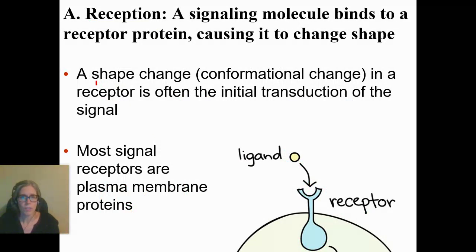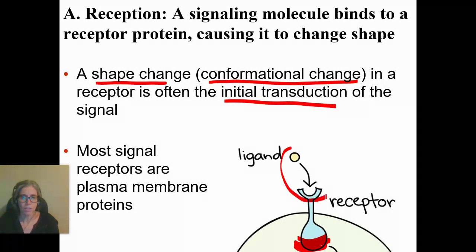So then what happens is you get a change of shape in here. Usually it's activated. You might see the term conformational change. Your conformation is just your shape. So these 2 things mean the same thing. It's usually the initial transduction of the signal, meaning the ligand first has to bind to the receptor, but the transduction are the changes that happen after. The first change is typically the receptor changing shape. Most signal receptors are plasma membrane proteins. They're usually on the surface here.